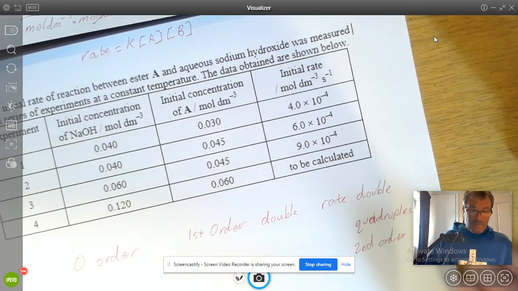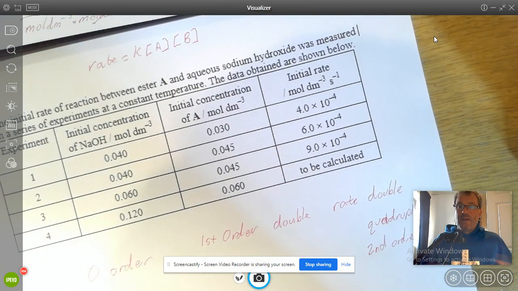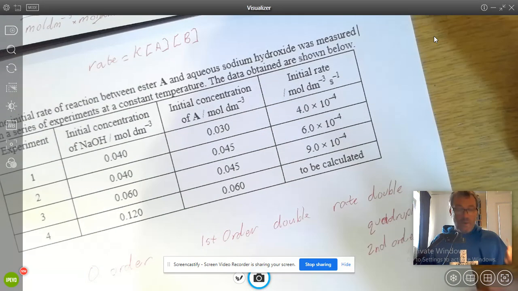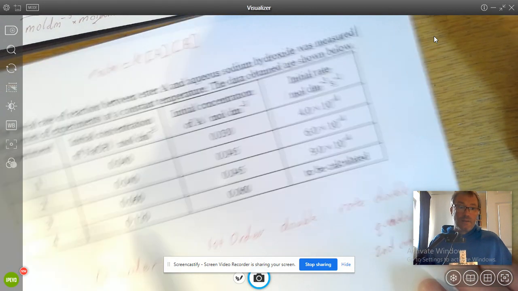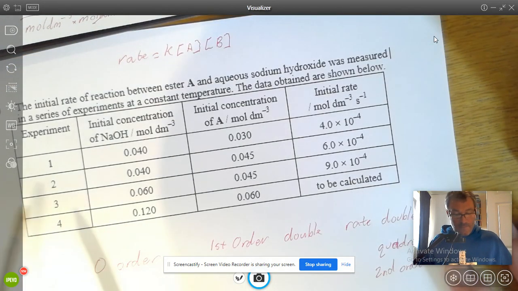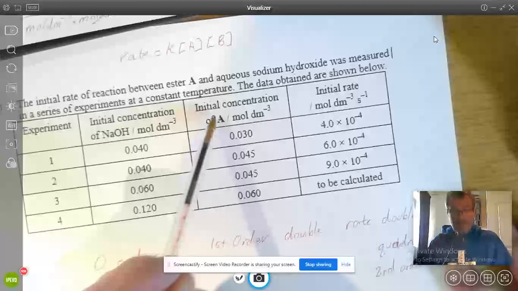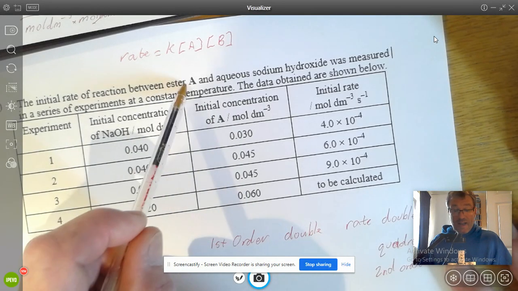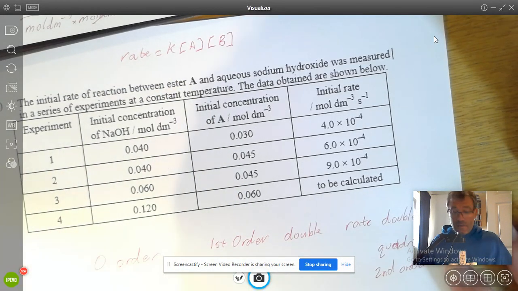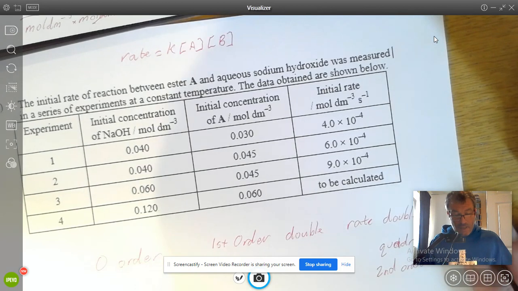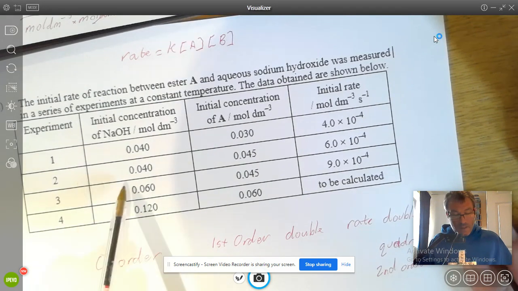Okay, so how do we find out the order? We need experimental data, and I've got a sample here of some experimental data. We've got two reactants, sodium hydroxide and A, and in the question it tells us that A is an ester. We don't need to worry what type of ester it is. So the first thing we need to do is find the order for sodium hydroxide from the experimental data.